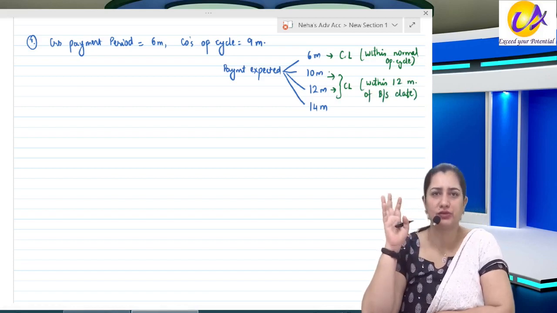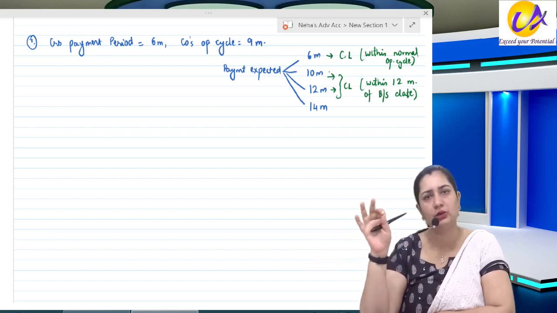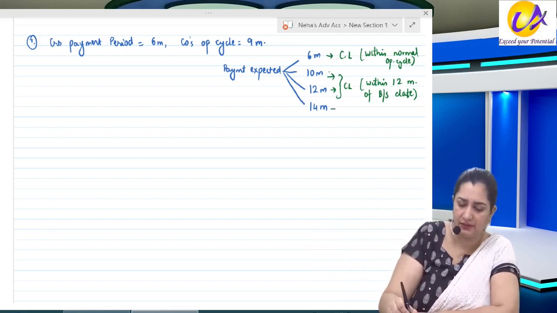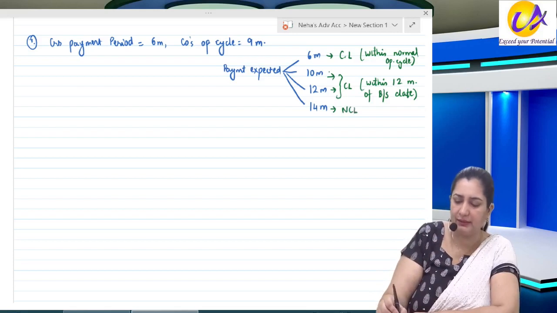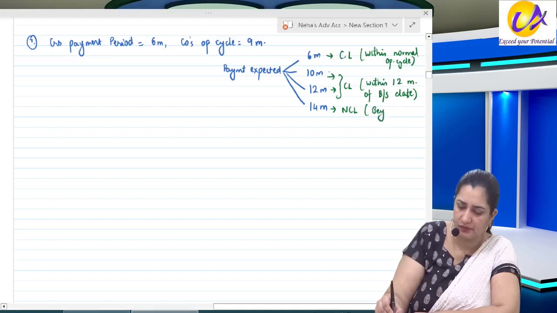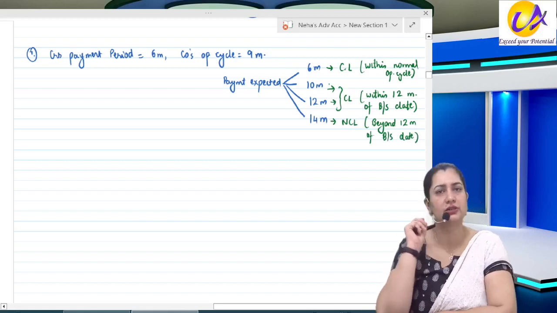On the balance sheet date, I have to see when I am expecting I will pay it. If it is payable within 12 months, it comes here. But if it is expected to be paid after 14 months, then it will be a non-current liability, as it is beyond 12 months of the reporting date. I hope you understood this. Simple.